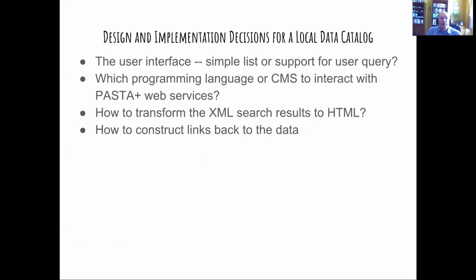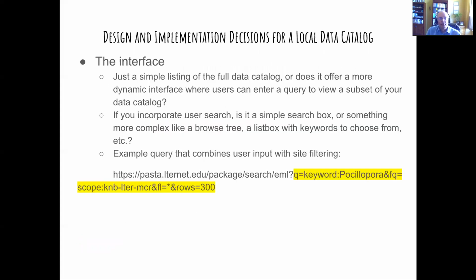I think there's time, so I'd like to go into a bit more depth on the topic of design and implementation choices. First, with regard to the user interface, is it a simple listing of all the inventory in your data catalog, or does it allow the user to input and run a search query? If the latter, is it a simple search on one or more query terms, or perhaps a controlled vocabulary of keywords organized as a list or a browse tree?